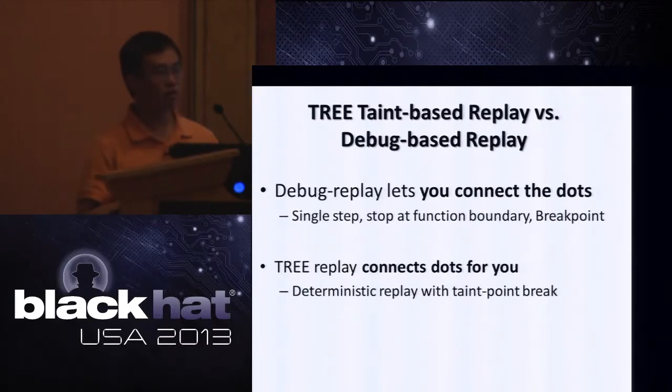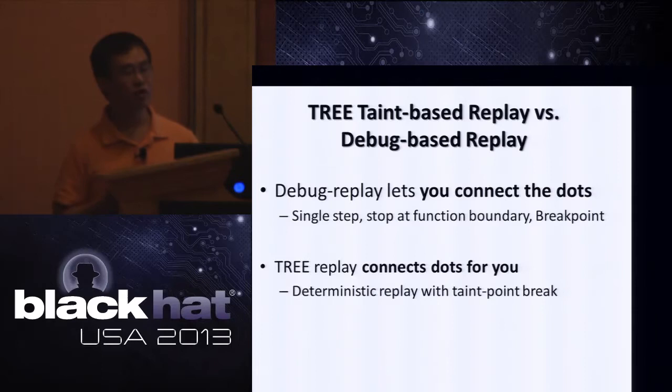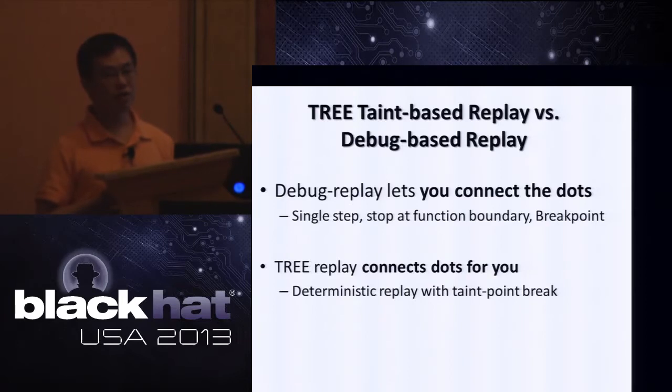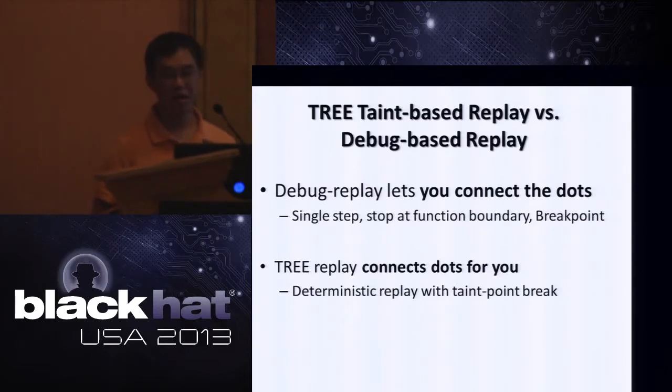People are familiar with debuggers, use debuggers every day, and might ask why some versions of debuggers, say GDB 7, already incorporated record and then replay in a debugger. So what's the difference between us here? I think the high-level answer is that debugger-based replay lets you connect the dots, and Tree replay connects the dots for you.